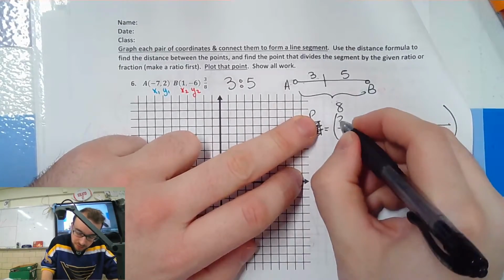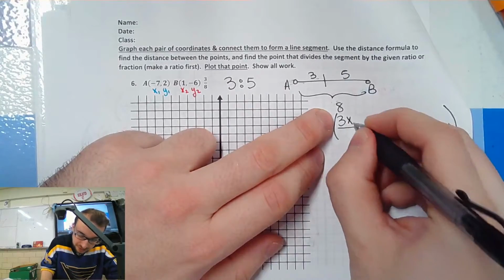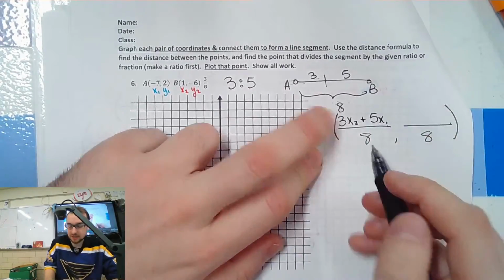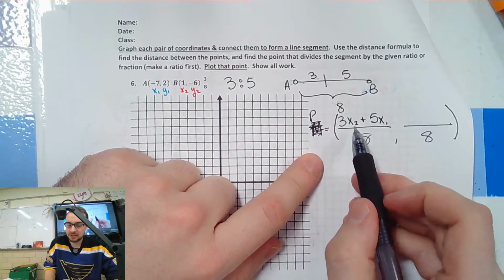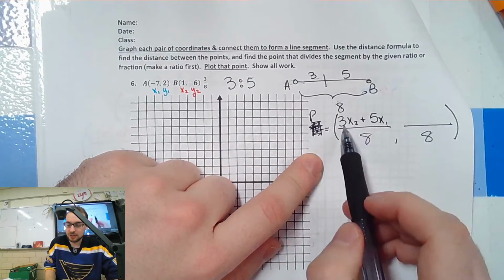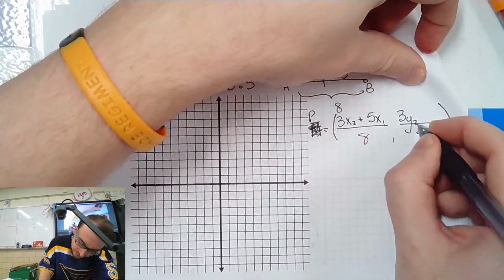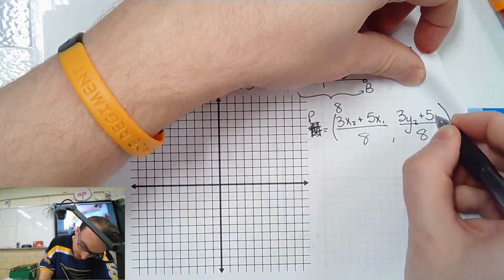And there's going to be 3 pieces of x2, and there's going to be 5 pieces of x1. That's why x2 has to come first, so it gets the 3. 3 to 5 ratio. And over here for our y's, it's going to be 3 y2s and 5 y1s.